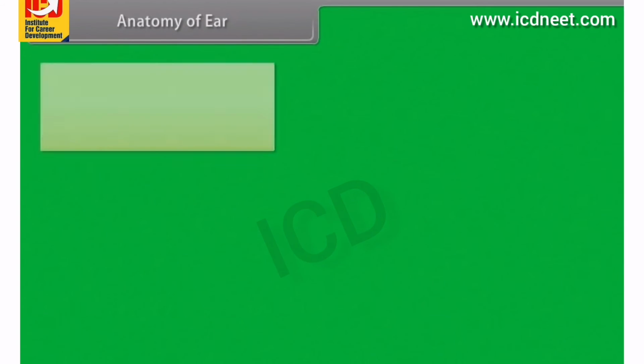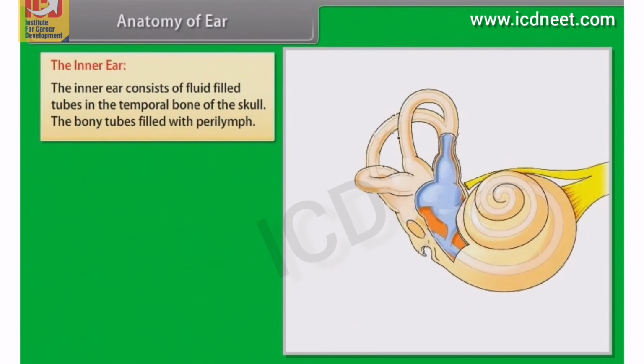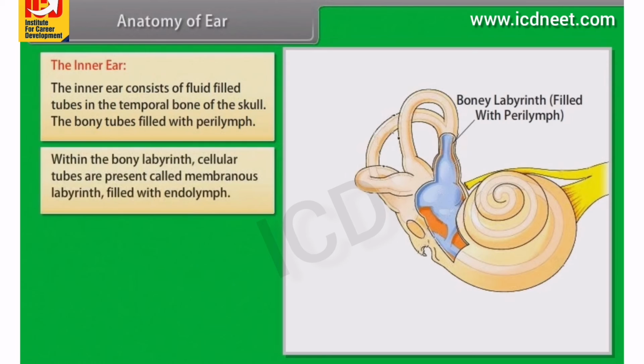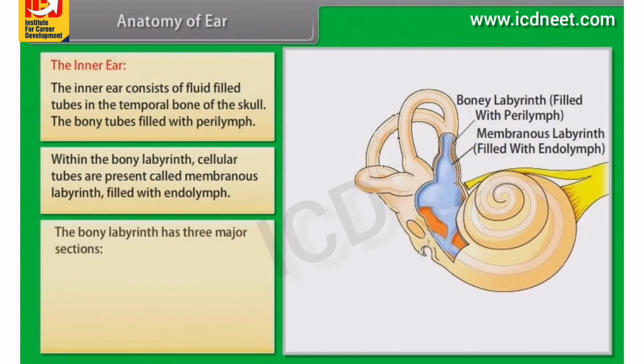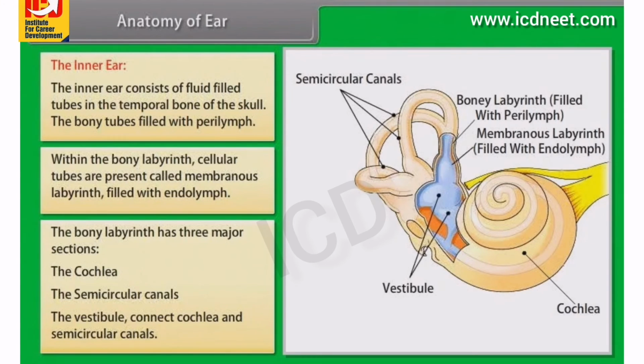Anatomy of the ear. The inner ear. The inner ear consists of fluid-filled tubes in the temporal bone of the skull. The bony tubes filled with perilymph form the bony labyrinth. Within it, cellular tubes are present, called the membranous labyrinth, filled with endolymph. The bony labyrinth has three major sections: the cochlea, the semicircular canals, and the vestibule connected to the cochlea and semicircular canals.